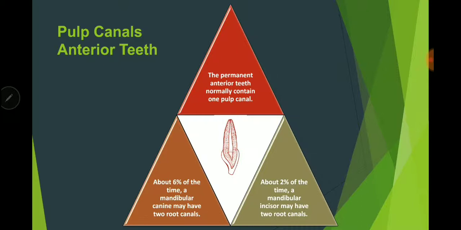Now, the pulp canals of the anterior teeth. The permanent anterior teeth normally contain 1 pulp canal. About 2% of the time, a mandibular incisor may have 2 root canals. That's actually common. And about 6% of the time, a mandibular canine may have 2 root canals. The mandibular canines are the ones which are more likely to have 2 roots.